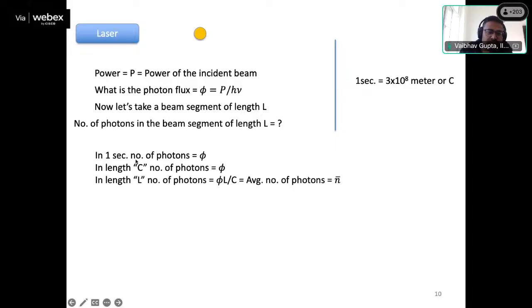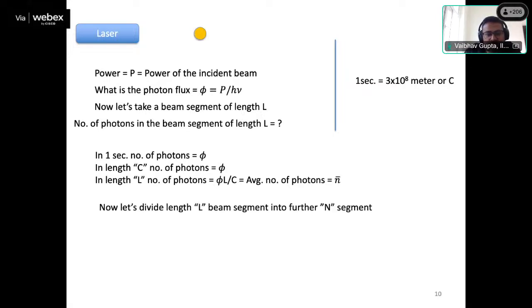So in 1 second, the number of photons is equal to 5, which is the photon flux. And in length c, the number of photons is also equal to 5, right? So how many photons will be in length L? That will be 5 divided by c, times L. So the average number of photons is ΦL by c. That would be your average number of photons. This is what we have been doing up to now. I just showed you many examples, and now I'm generalizing it.